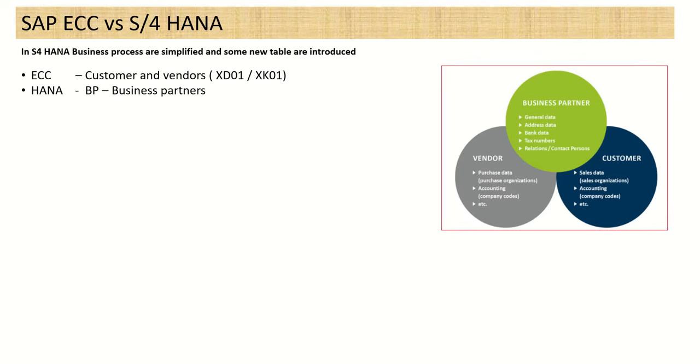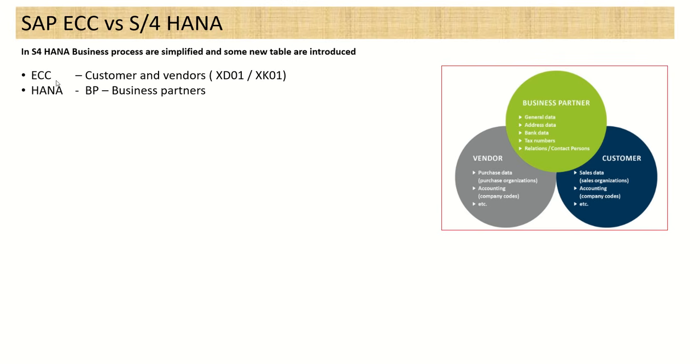The next one I want to explain is the simplified business process. In ECC, if you're already working in SAP, you know that there is a different transaction code for customers and vendors, like XD01 for the customer and XK01 for the vendor. As this is a beginner level course, once you start working on ECC and HANA, you will know what the customer and vendor are.